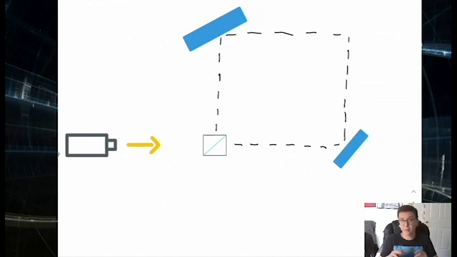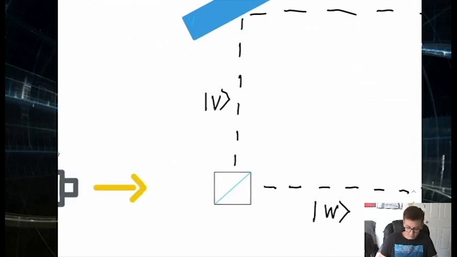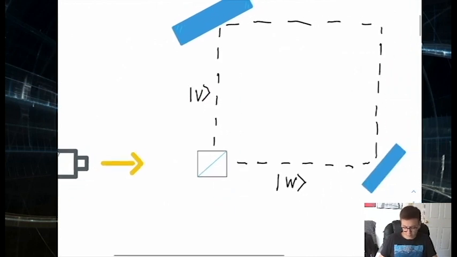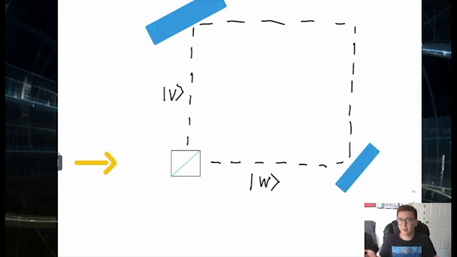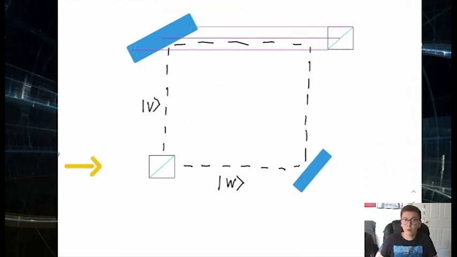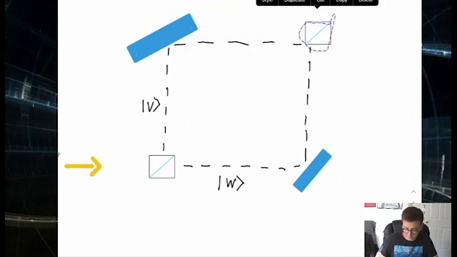So we have technically two paths that the photon can take. Let's call one of them V and the other one W. If you don't know what these tags mean, they're called kets. Don't worry about it too much. Just think of it as a label for the path. Now let's go ahead and add a second beam splitter at the top here.